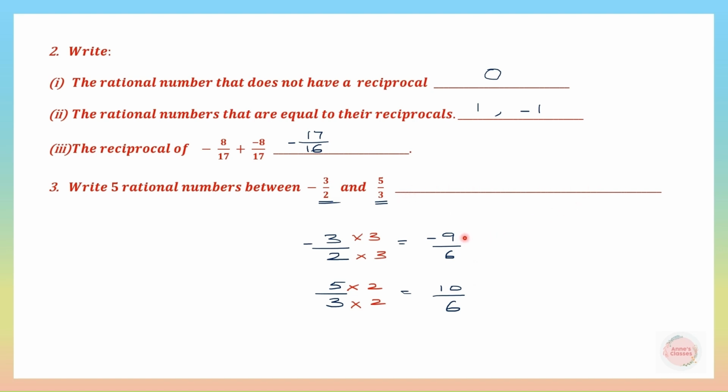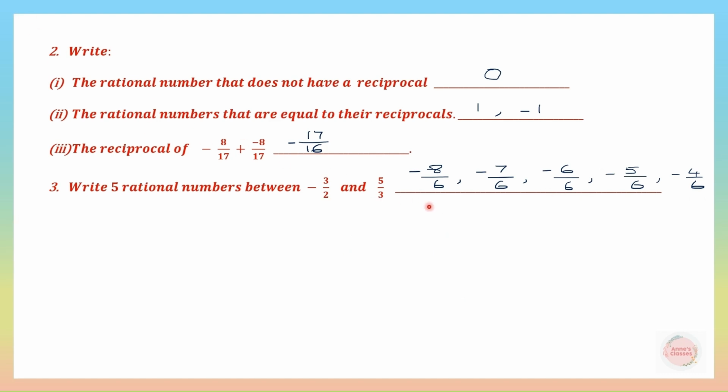So let's take the number that comes just after minus 9, that is minus 8. So that becomes minus 8 by 6. Then I can take the next one, minus 7 by 6. Then minus 6 by 6. Minus 5 by 6. Minus 4 by 6. So I've got 5 rational numbers. Now there are many more rational numbers that I can get. Since there's a gap here between minus 9 and 10, I've picked out these 5 rational numbers. Then the next thing we can do is reduce all this to the lowest term. So we have minus 8 by 6.